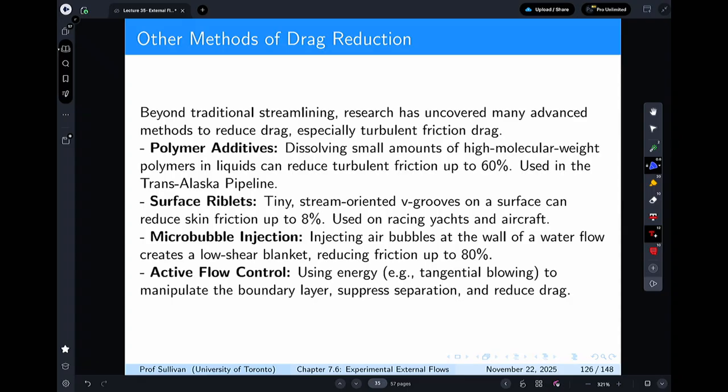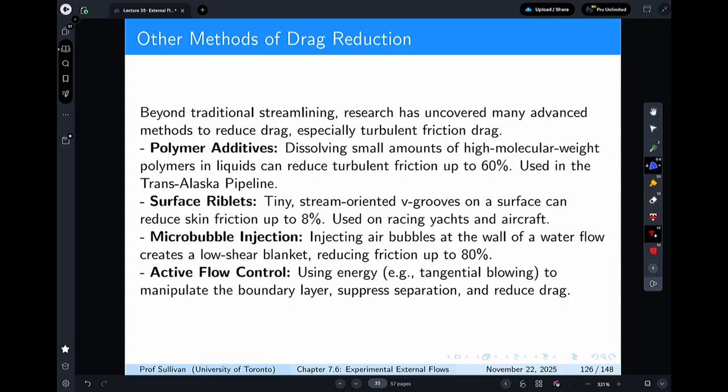Microbubble injection has not been that great. You can inject small bubbles. You essentially create a cushion between the wall and the flow, and that does reduce drag, but it costs a lot of money to do it correctly, especially if you have a large volume of water that you want to move. It's nice because it doesn't cause problems.